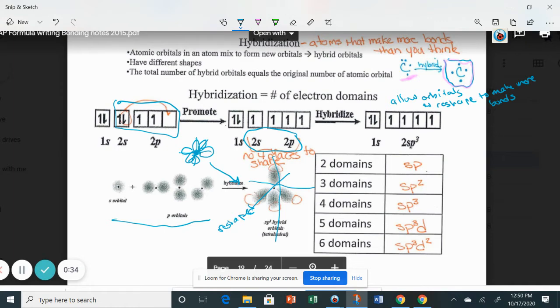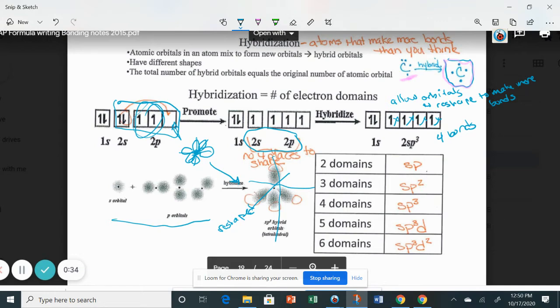And we now have 4 spaces, right? Here's 1, here's 1, here's 1, here's 1. And now we can make 4 bonds. Before, really, we had 2 places to share in this open space, so we weren't going to make as many bonds with the carbon. Can we just do other types of hybridization?